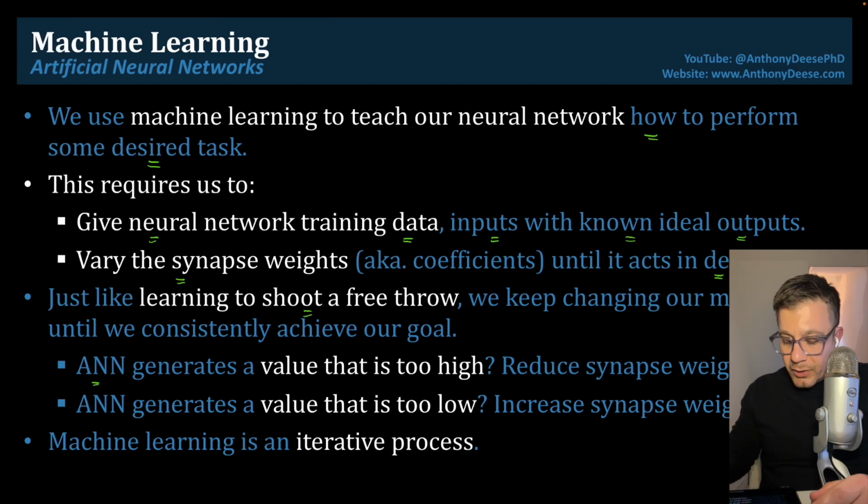Let's say our neural network generates a value that's too high as compared to the ideal. We can reduce some of the synapse weights. If the neural network generates a value that's too small, too low, as compared to the ideal value, we can increase some of the synapse weights. Machine learning is inherently an iterative process.